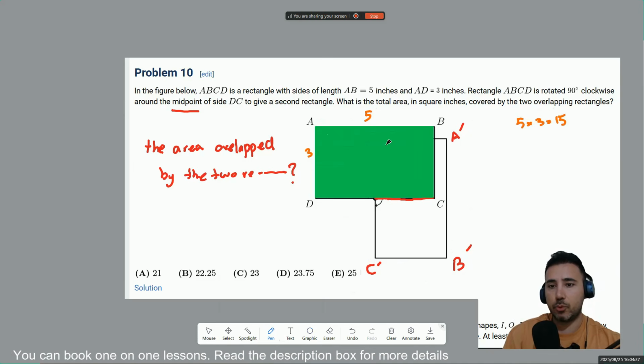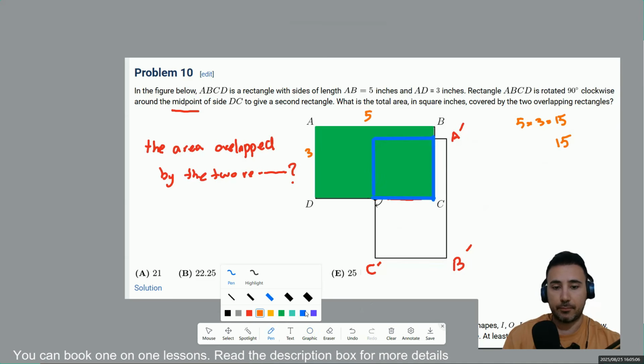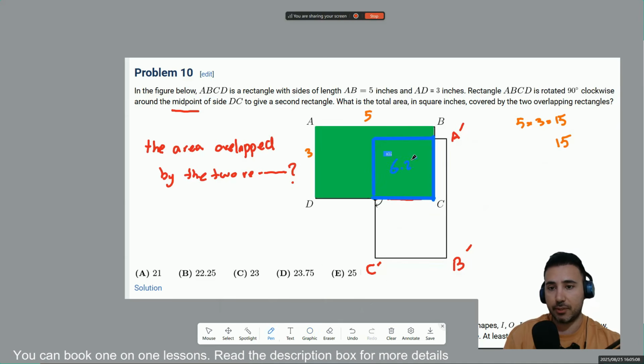So if we want two of them, right, this is another one. This is again another 15, but this part is being overcounted because it is part of that and this. So we need to subtract it. So it's going to be 15 plus another 15, right? But we need to subtract this part from it. And we saw how the area of this is 6.25, right?